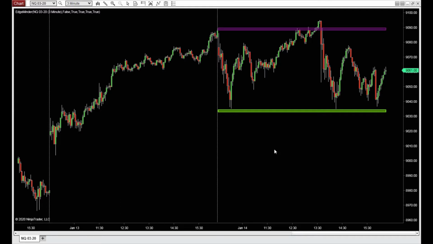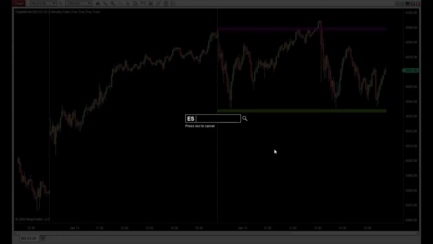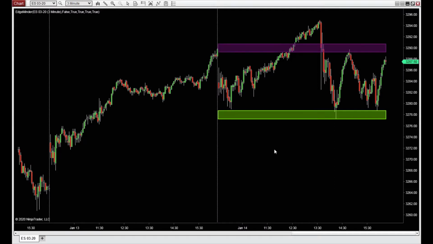I'll just move to another market. We can look at the S&Ps for the same day. And this is a look at the E-mini S&P futures for January 14. And as we can see, came up, looked above resistance, and then kind of, as it got a little distance, quickly retreated and then followed through all the way back down to support. And so this is EdgeMinder for Tuesday, January 14 in E-mini S&P futures.